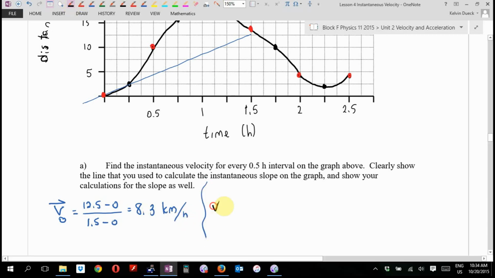I'll change colors. Let's do the velocity at time equals 0.5 hours. Half an hour in, 30 minutes in. How fast was I going? By the way, look at the graph. Half an hour in, are we going faster or slower than when we started? I'm going to ask you the same question. Half an hour in, is the graph steeper or shallower than when we started? Steeper. Half an hour in, are we going faster or slower than when we started? In other words, if I get an answer less than 8.3, an alarm bell is going to go off.